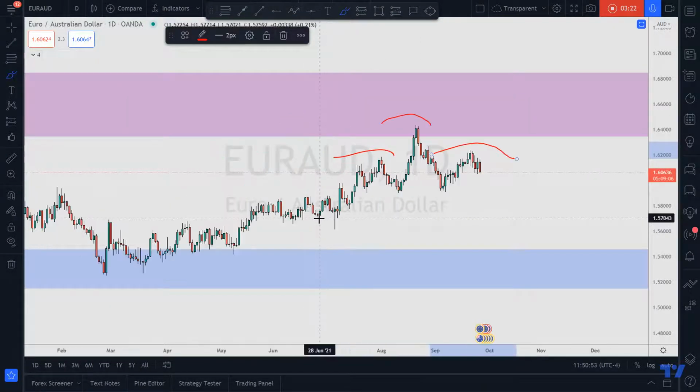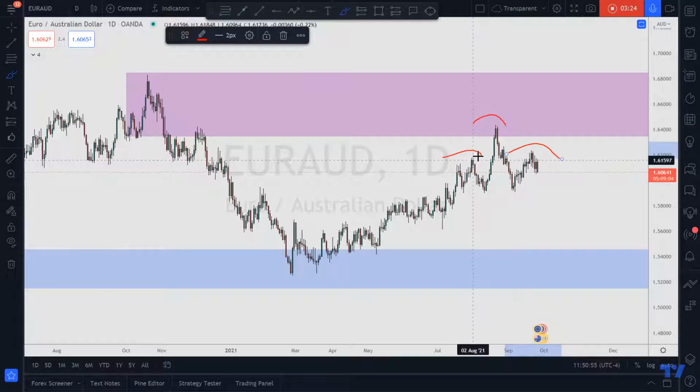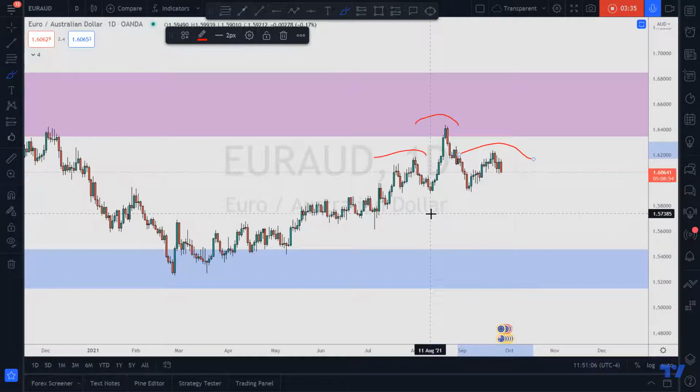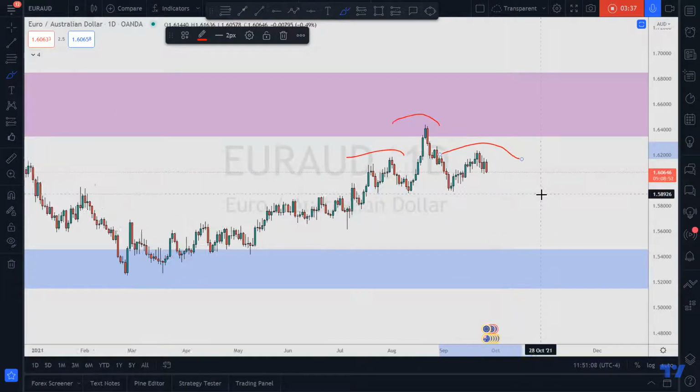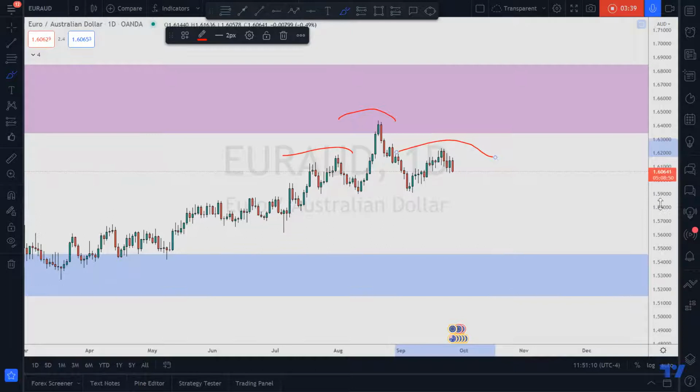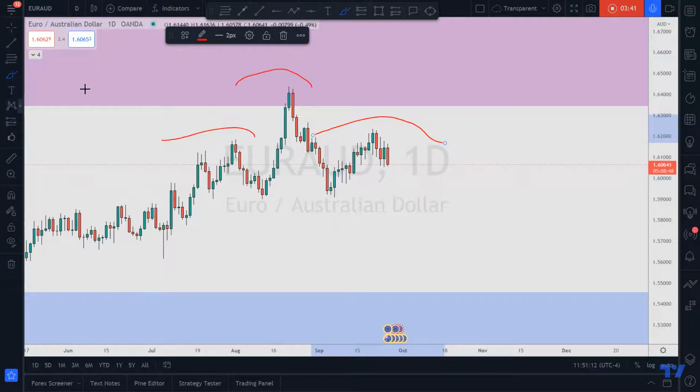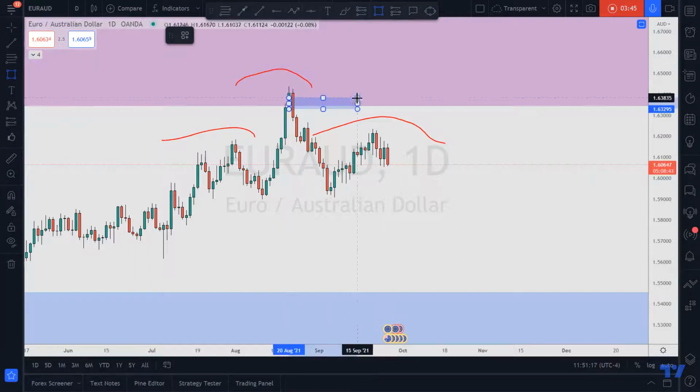Let's see if it's clearer on the daily. Yeah, we have the high, higher, and then not as high. So this could be a head and shoulders pattern. I'm looking for some follow through. And what would we look for in the follow through? One, we're looking for bearish order blocks. Is price going to maintain the bearish momentum?